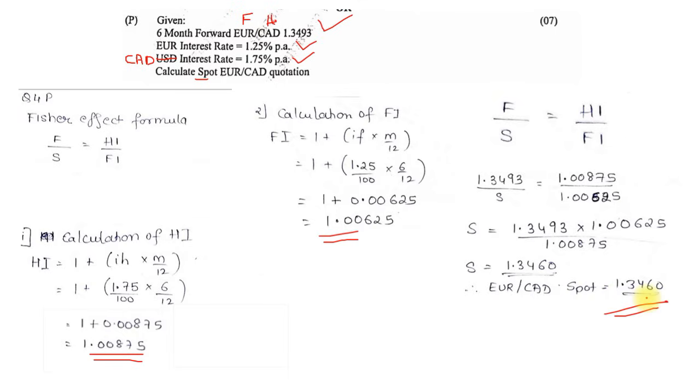So this is how you all had to solve the sum based on Fisher effect, which was given in the question. So remember, whenever there are two interest rates given, it will be directly towards Fisher effect.